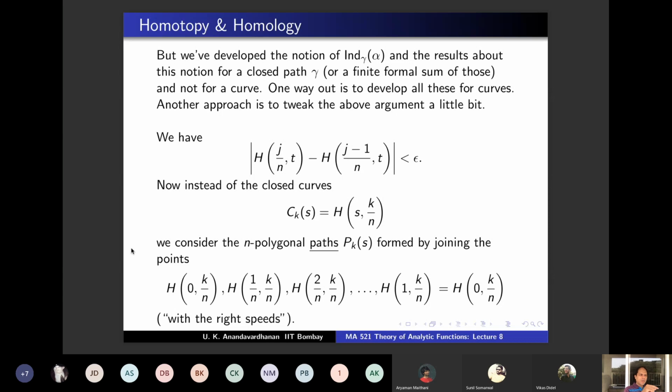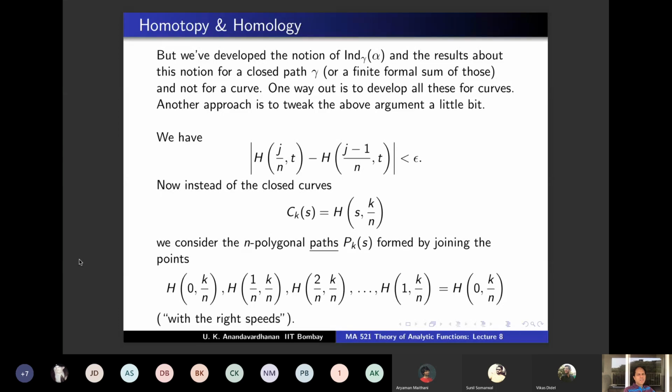Okay, so my straight lines are like that. At s equal to 0, I am at this point. At s equal to 1 by n, I am at this point, etc. So with these control speeds, if you join the polygons, then observe, this is what you have. So now you have this continuous closed curve C_k, and then these polygonal paths P_k.